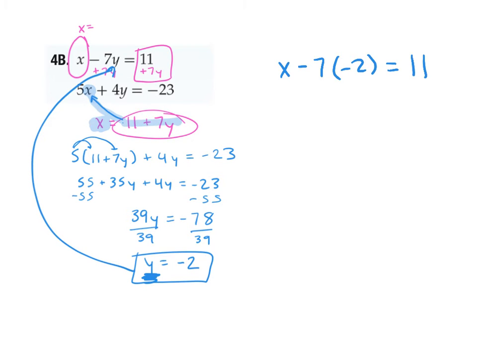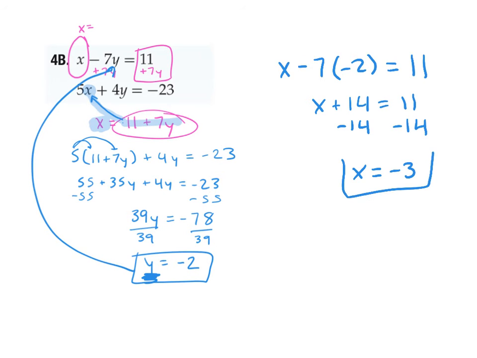Now we're solving for x, so what do we have to do to solve for x? Multiply. So what's negative 7 times negative 2? Positive 14. So x plus 14 is equal to 11. What do we do next? Subtract 14. So x is equal to what? Negative 3. Awesome. You guys are good at this.